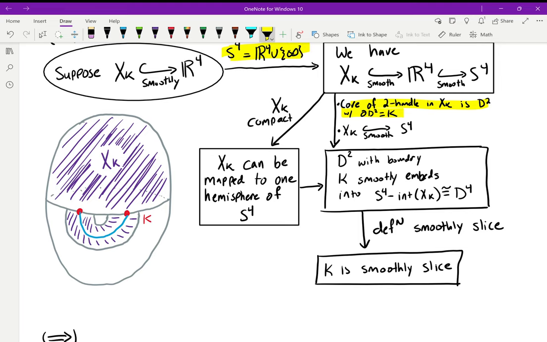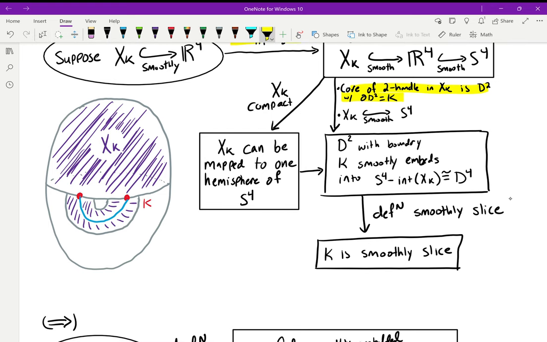And the next thing we can do is take the core of the 2-handle. Sorry, I'm losing track of my own diagrams. Oh, sorry. The core of the 2-handle is actually a disk. That's because we've taken a thickened disk and attached it to our sphere, and the center of that is going to be a disk whose boundary is the knot. And since we embed smoothly into S4, we now have this disk with boundary that forces K to smoothly embed into the other hemisphere. We can go ahead and loosen things on the other side. And so this means that since we have the smooth embedding in the first place, our knot here is smoothly slice.